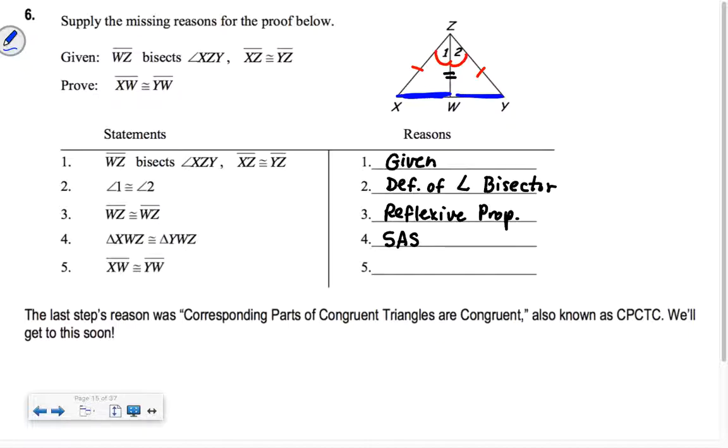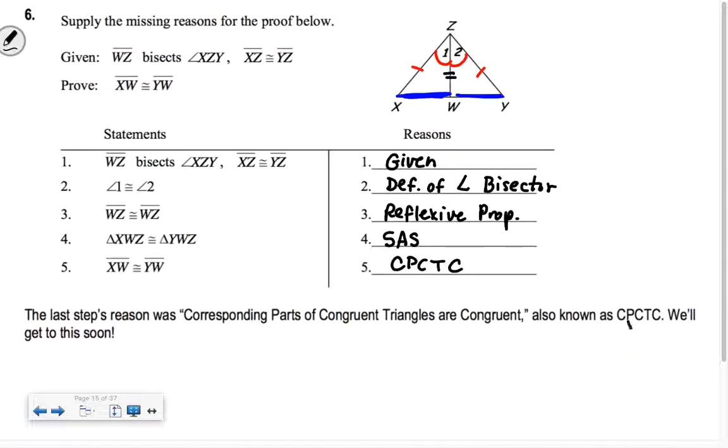Explain to me in words, not using the CPCTC thing, why those have to be congruent if I prove that the triangles are congruent. What's true about congruent triangles? Yeah, all of those pairs of sides are congruent to each other. All of the angles are congruent to each other, right? So once you get that the triangles are congruent, these pieces are congruent as well. And that's what we call CPCTC.